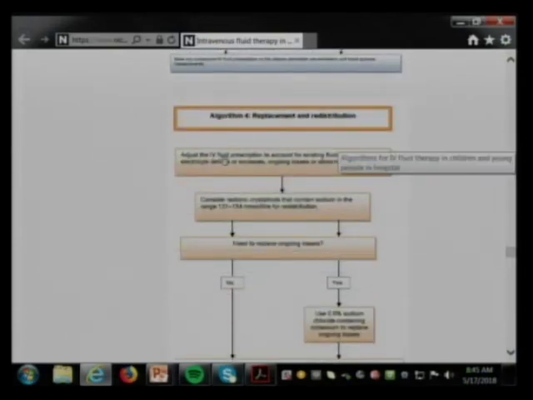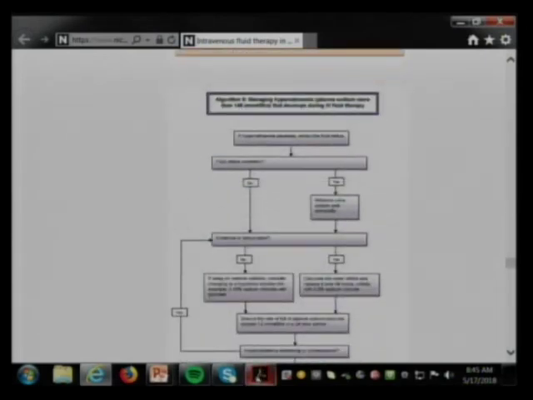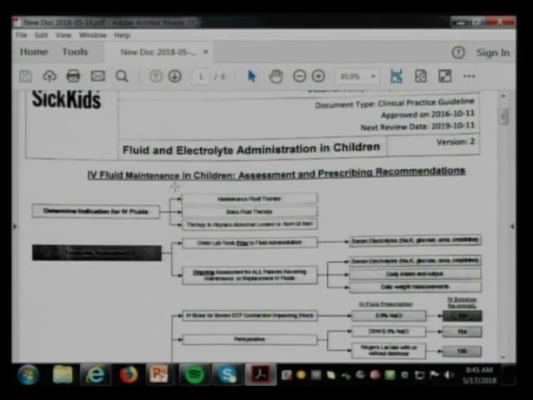Again, replacement and redistribution. And then there's also this guideline that I found. This is at the University of Toronto, Sick Kids in Canada. They really do treat it as a prescription. So, IV fluid maintenance in children, assessment and prescribing recommendations. This is the second version. It was approved in 2016. The next revision date will be in 2019.